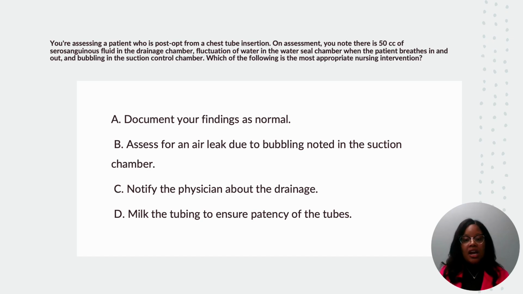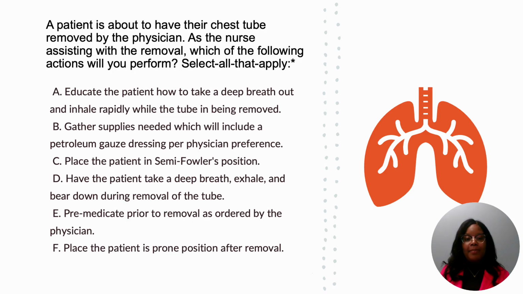Is it A, document your findings as normal, B, assess for an air leak due to bubbling noted in the suction chamber, C, notify the physician about the drainage, or D, milk the tubing to ensure the patency of the tube? All right, so if you chose A, document your findings as normal, you are correct. So all the things that were mentioned in this problem are normal things that are supposed to happen and are in normal ranges.